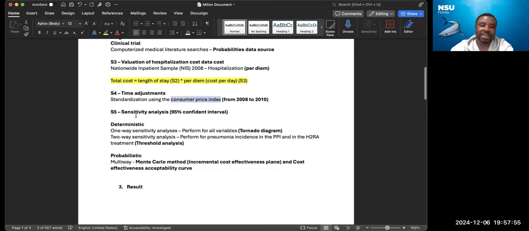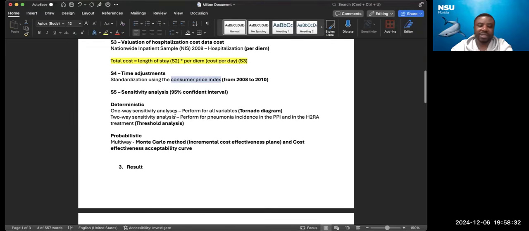For the sensitivity analysis, we'll go through this, even though I've not gone through it yet. So for the sensitivity analysis, they varied all the parameters within their 95% confidence interval. I showed you, for example, in the probabilities, the range where they are going to vary the numbers. So they did one-way sensitivity analysis, and in this one-way sensitivity analysis, they performed the sensitivity analysis for all the variables. And they did a tornado diagram. We'll go and then we'll explain that, not now.